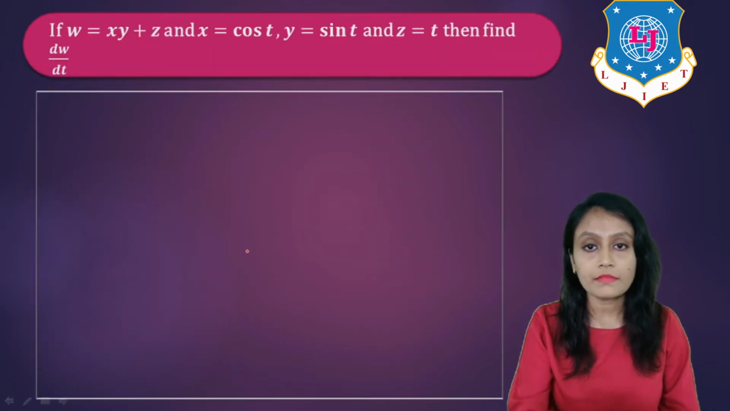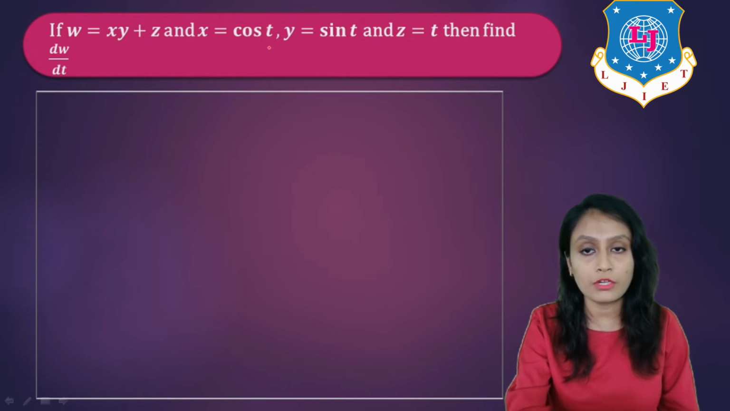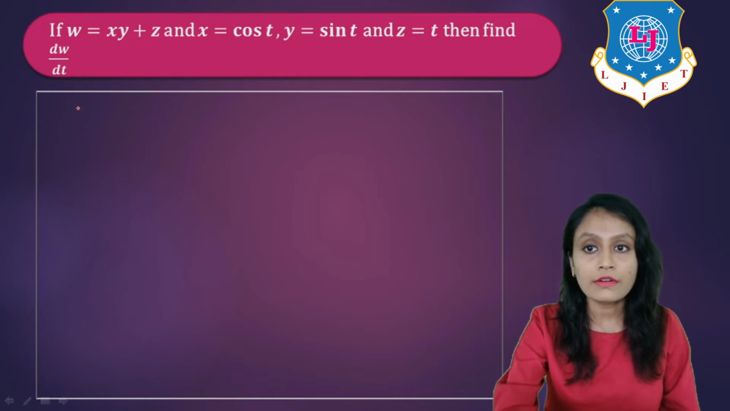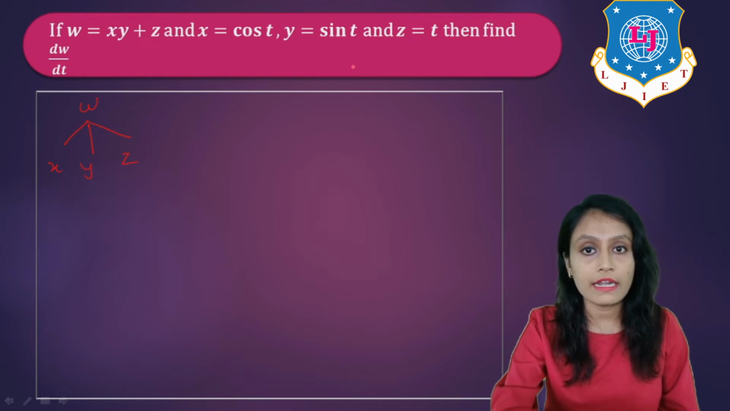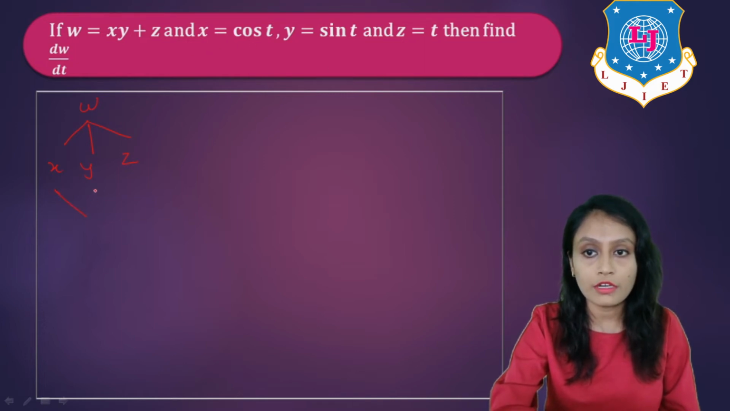Next, let's solve an example. If w is equal to xy plus z, and x is equal to cos t, y is equal to sin t and z is equal to t, then find dw by dt. Firstly we'll draw a tree diagram. Here w is a function of what? x, y and z. So here we will write x, y and z. Again x, y and z are functions of t, so everywhere we will write t.